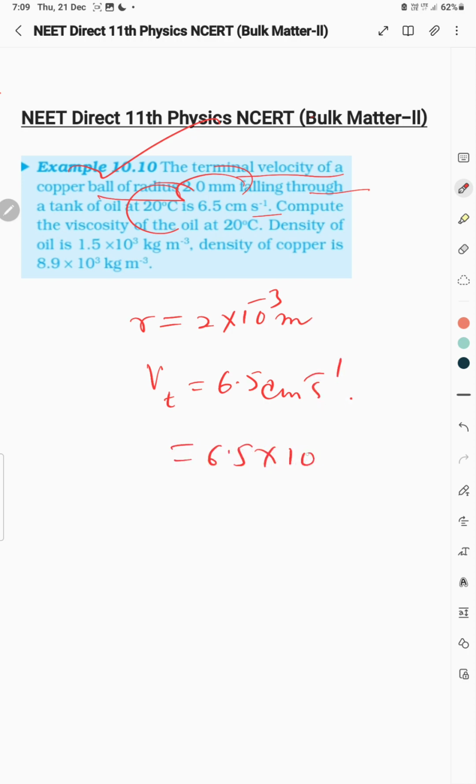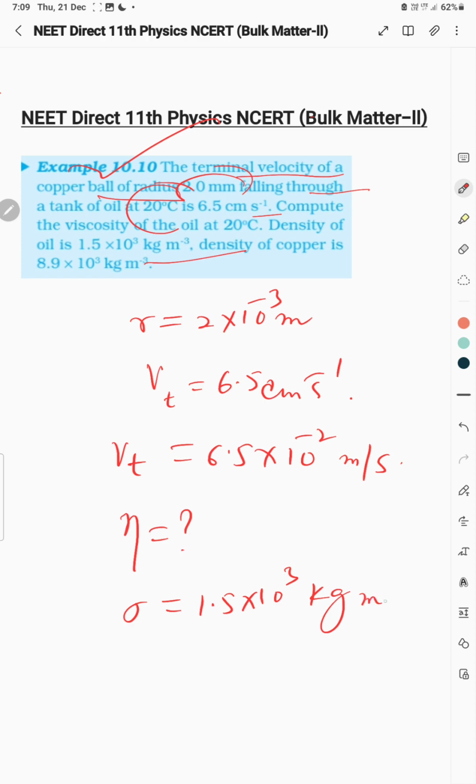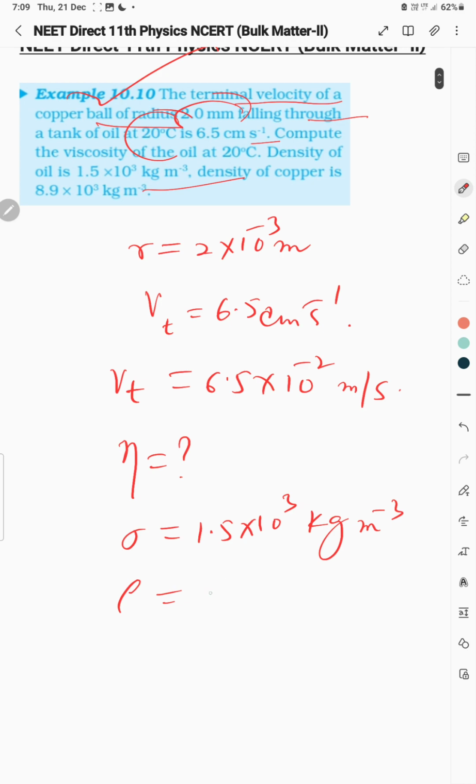I change this into meters per second. This is the terminal velocity. Compute the viscosity of the oil. Well, eta you have to find out. Density of the oil is given as 1.5 × 10^3 kg per meter cube. Density of copper is given as 8.9 × 10^3 kilogram per meter cube.